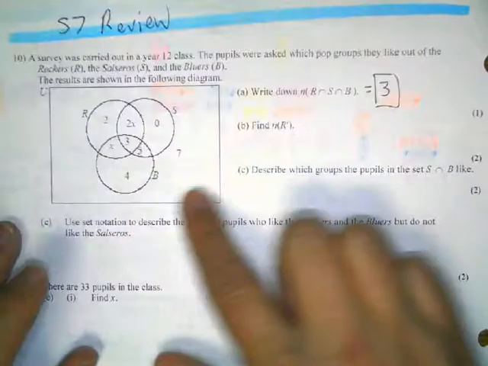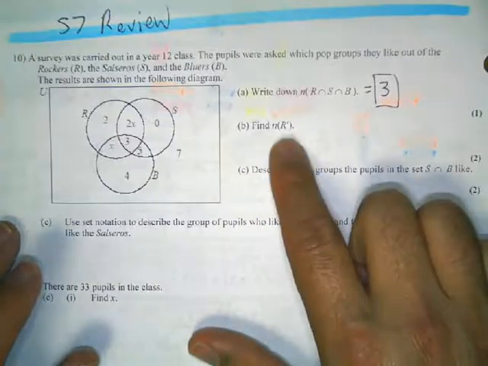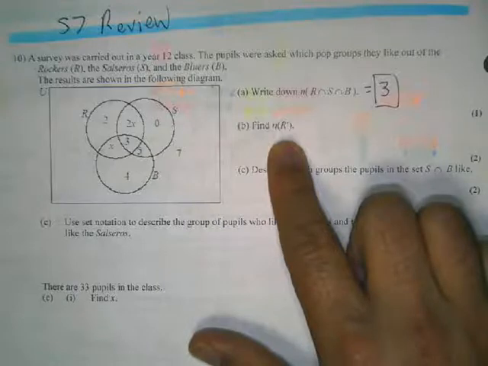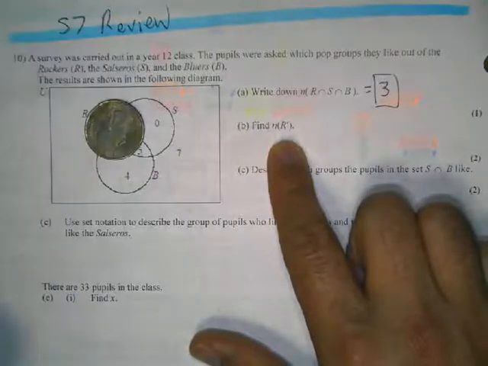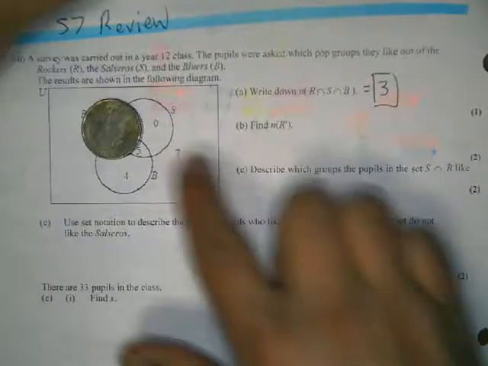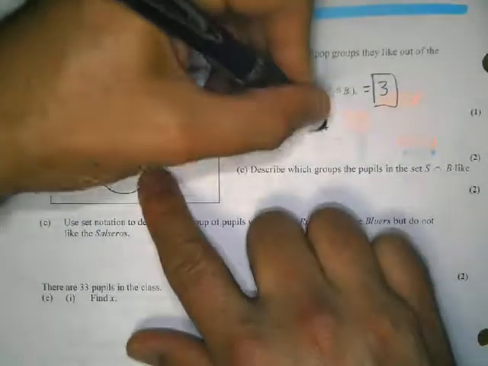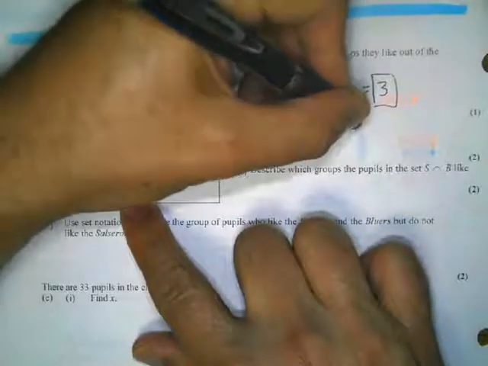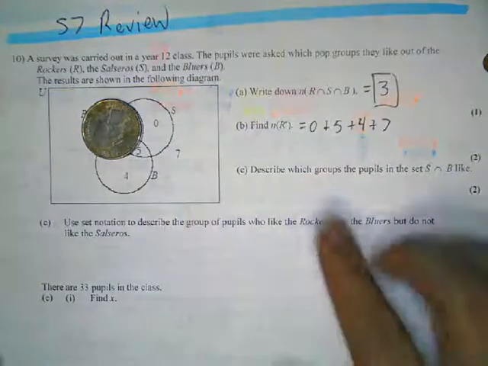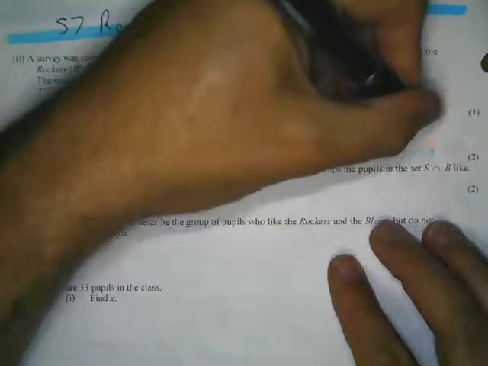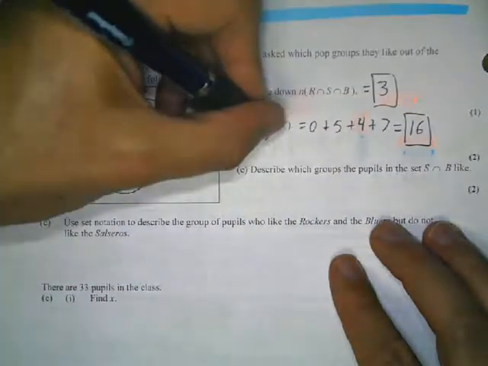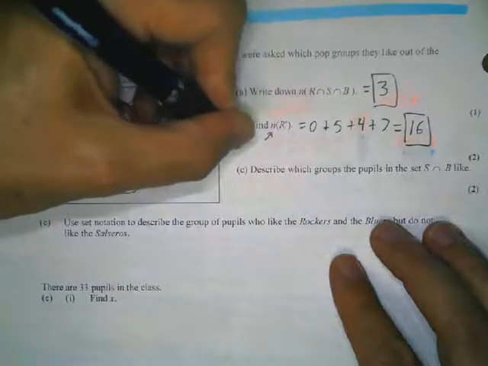Okay, find the number of people who don't like the rockers. Basically we're going to cover up this space because those are the people that like the rockers. And so the number of people who don't like the rockers, we've got 0 plus 5 plus 4 plus 7. Those people don't like the rockers. You add those together, and there are 16 people who don't like the rockers. So this lowercase n means number of people.